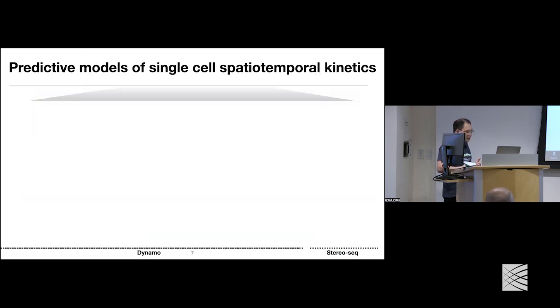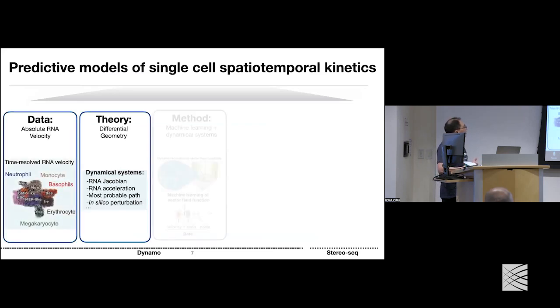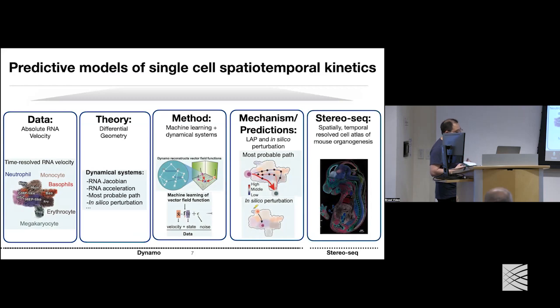So in the following, with the intention to demonstrate these four innovative steps in Dynamo, I'm going to firstly walk you through the ideal data and also experiments for learning such an equation. And then I'm going to tell you some theories related to differential geometry and using this to make predictions, and also then some methods, followed by some examples that I hope will be very illustrative of how powerful this predictive model can be. Finally, I'm going to close with the Stereo-seq for spatiotemporally resolved cell atlases.